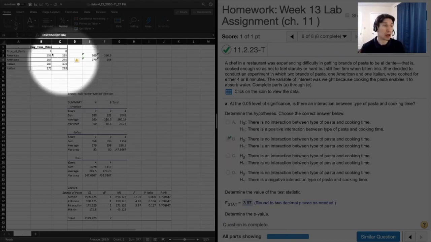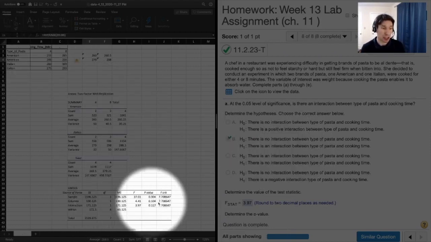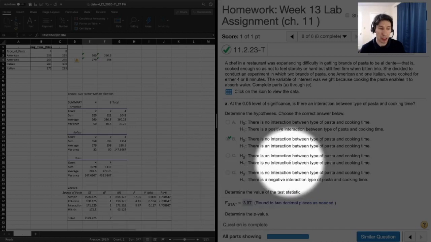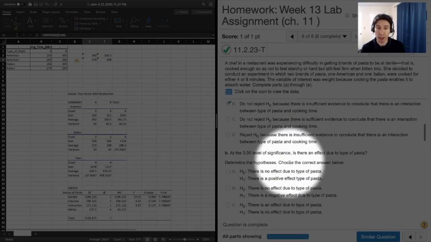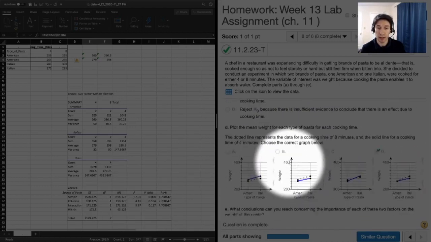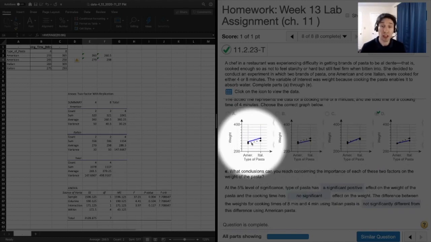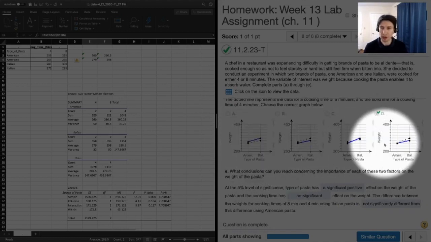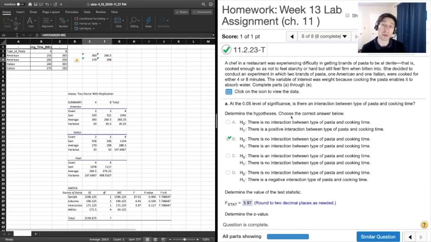Here is your data. Here is your two-way ANOVA. These are all the answers. The only difference is that in this case, it's a little bit harder to figure out which plot is the correct one. That's it. Hopefully this is helpful.